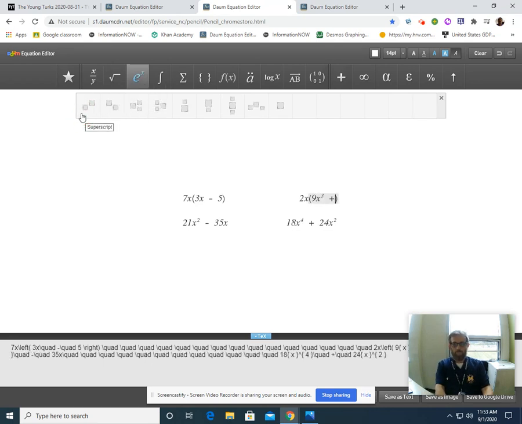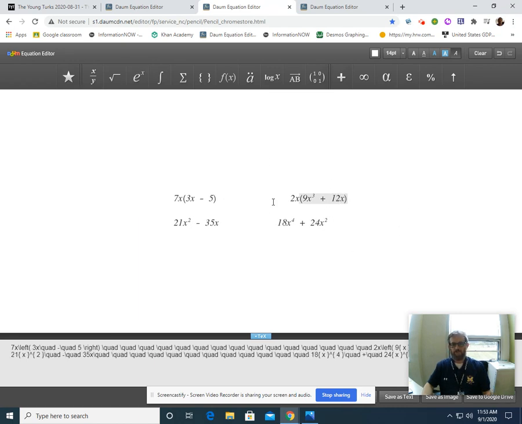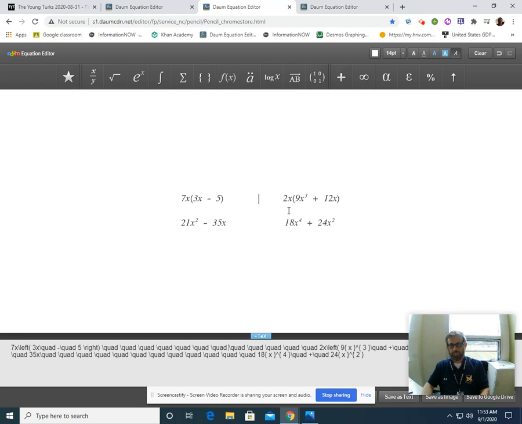cubed plus 12x. If I distribute that, 2x times 9x cubed is 18x to the fourth, and 2x times 12x is 24x squared. It perfectly gives me that.